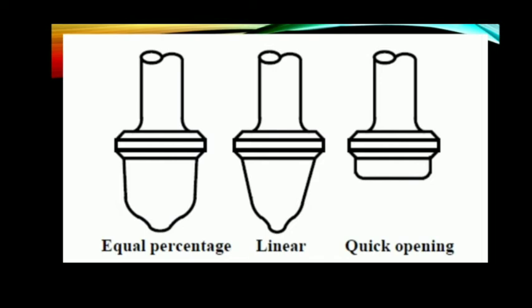This classification is basically done on the relationship between the valve stem position and the flow rate through the valve. As the stem and plug move with respect to the seat orifice, the shape of the plug determines the amount of actual opening of the valve. Quick opening type. This type of valve is used predominantly for full-on, full-off control applications.